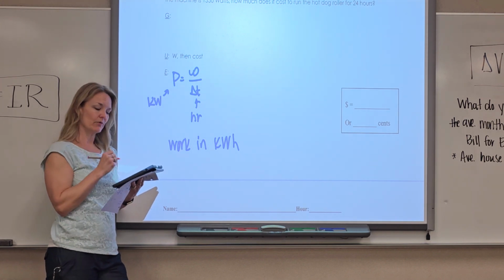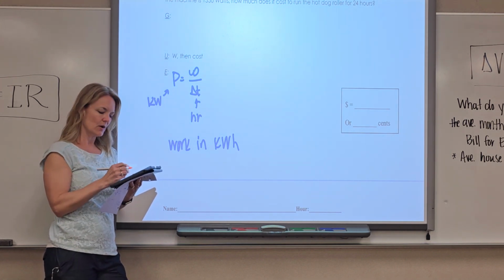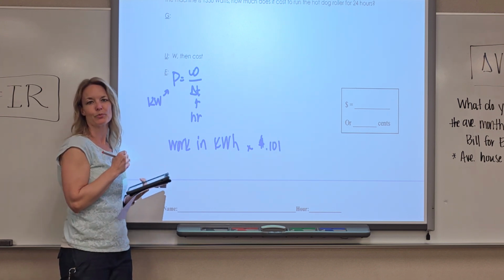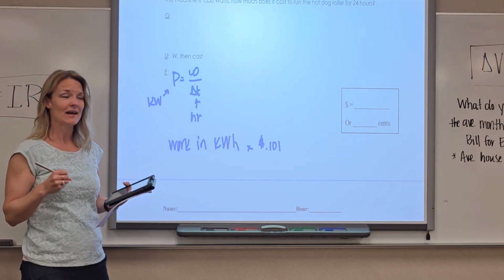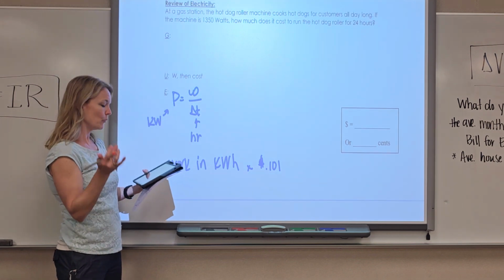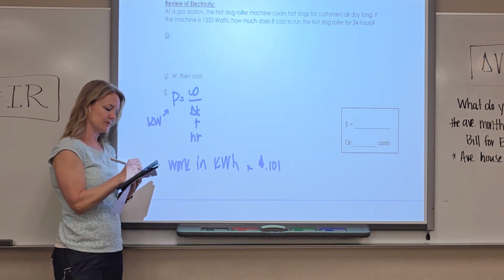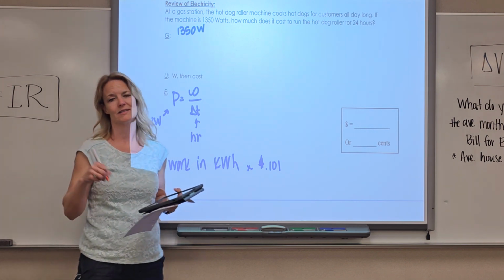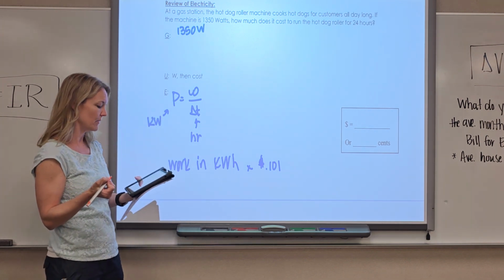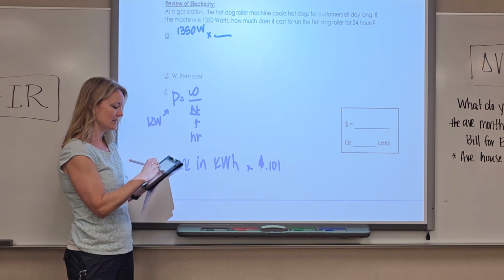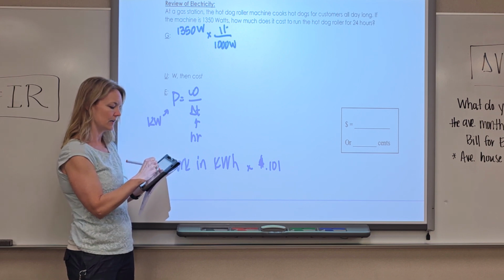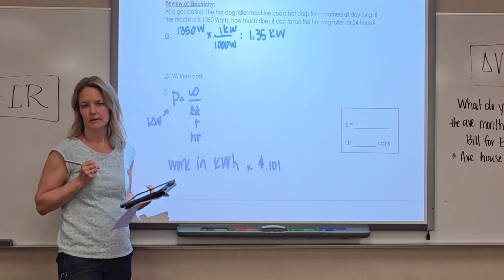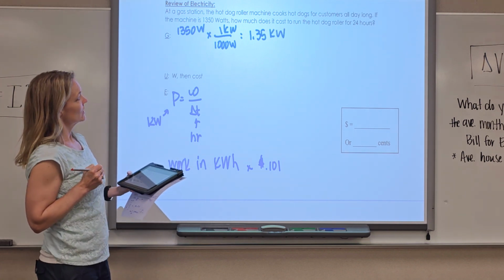And then, whenever we know how many kilowatt hours it is, we multiply it by the 0.101. That's the price per kilowatt hour. Okay, so that's going to be our plan. We just have to get our units to line up. So the 1,350, normally we want watts for power, except when we're finding the price of something. We have to change that. 1,000 watts in a kilowatt. That goes to 1.35 kilowatts. Divide by 1,000 to change to kilowatts.